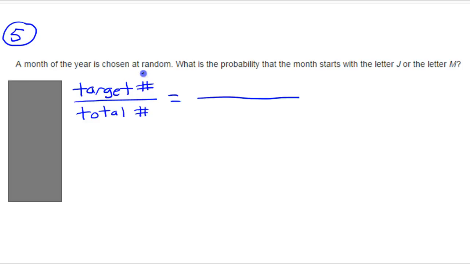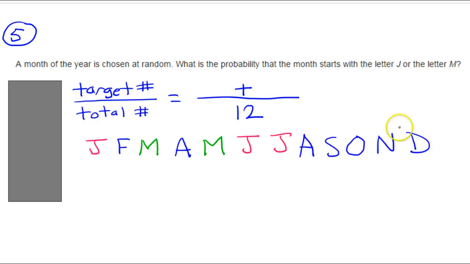Now, a month of the year is chosen at random. We know that there are 12 months in a year. So, if we want the probability of choosing one that starts with J or M, then we're going to need to add and see how many months have J and how many months have M, and we'll wind up adding those together. All right, I think I got this. January, February, March, April, May, June, July, August, September, October, November, December.